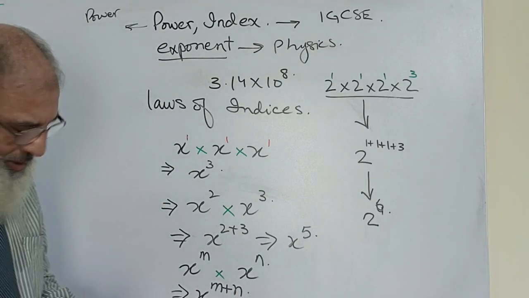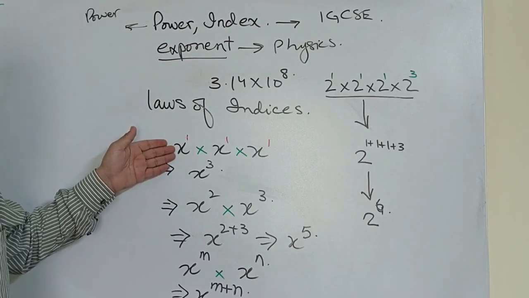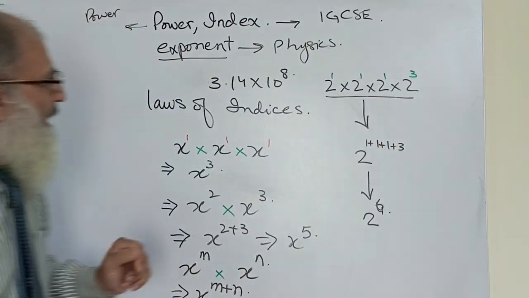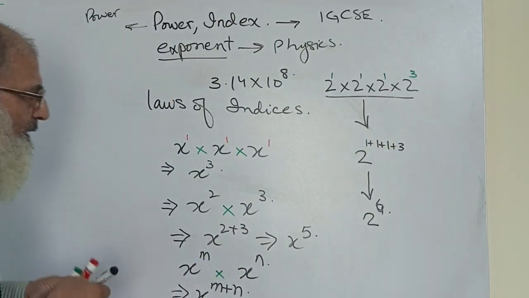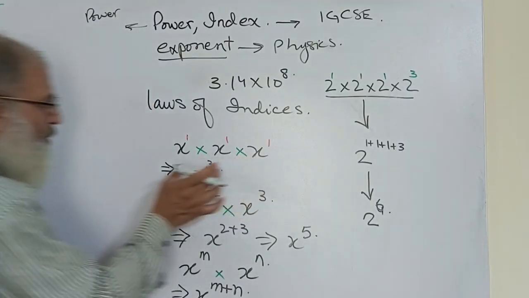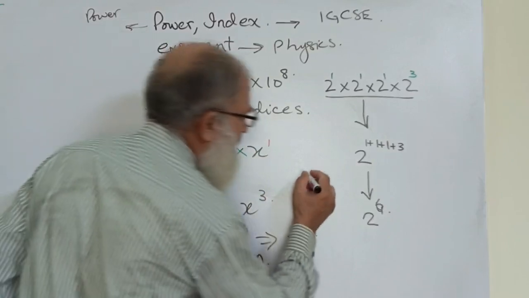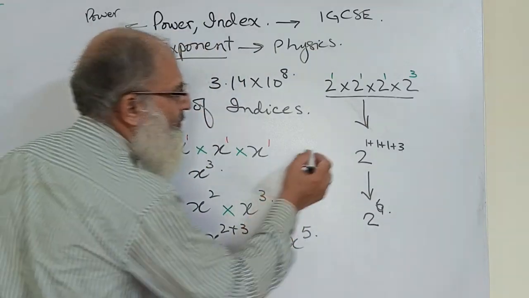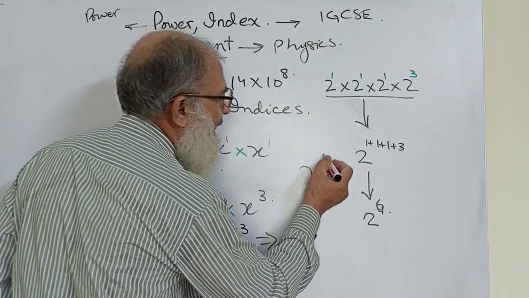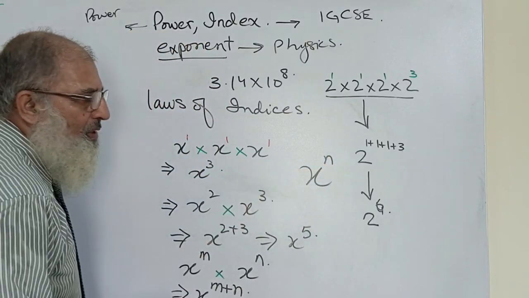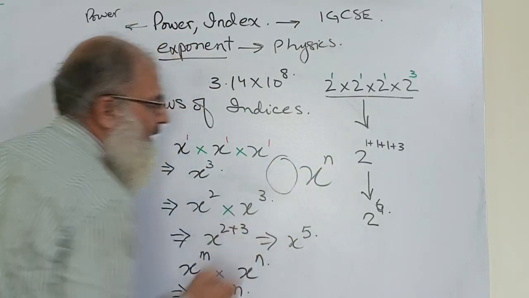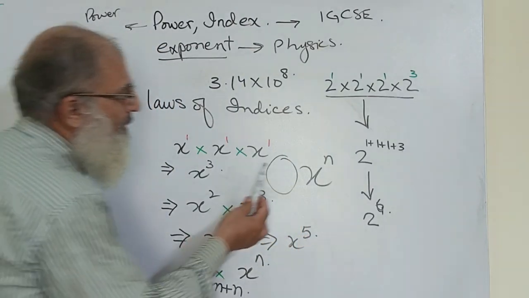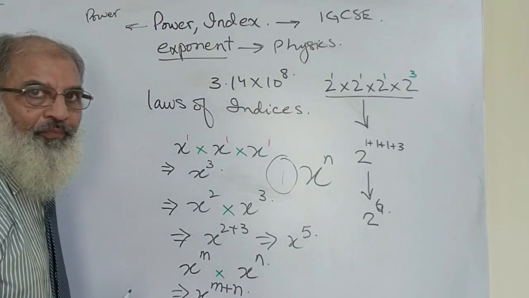x^m times x^n is only possible when the bases are the same. And you know what a base is? Let me tell you again: whatever is written here on the line is the base, this is the power or index, and whatever is written here will be called the coefficient. When there is no coefficient written, it means that 1 is written there.